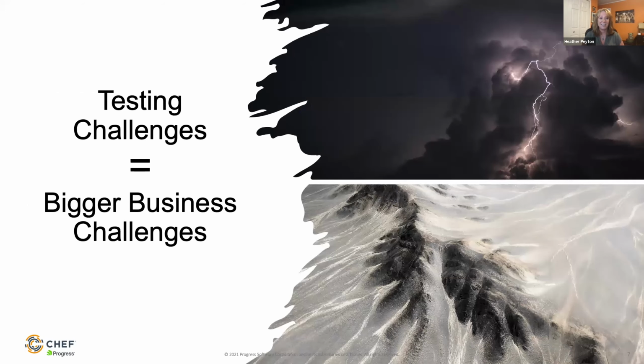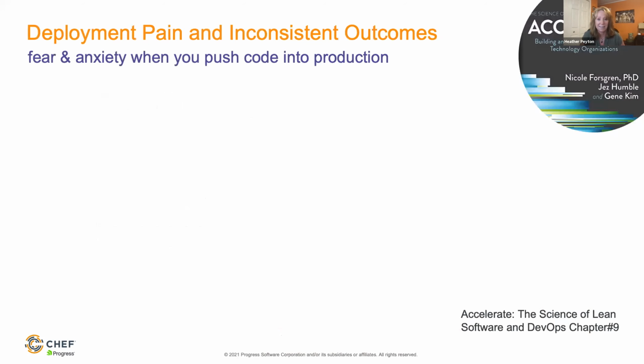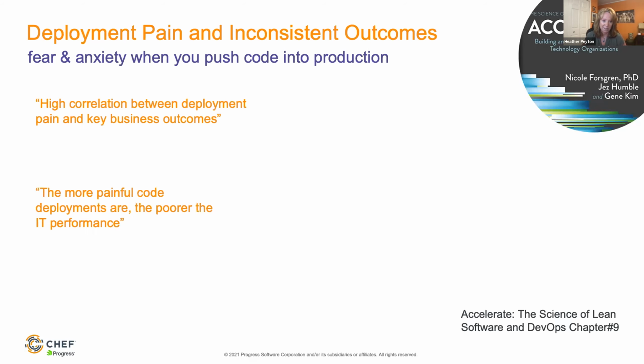In the end, we know testing is extremely important, and having testing challenges many times signifies bigger business challenges. If we look at Accelerate, a book by some of the DevOps titans, Nicole Forsgren, who used to work at Chef, Jez Humble, also an ex-Cheffer, and Gene Kim, they draw quantitative data and examples on how the inability to get changes into production quickly, without fear and anxiety, impacts business outcomes. There's a high correlation between business pain and business outcomes.